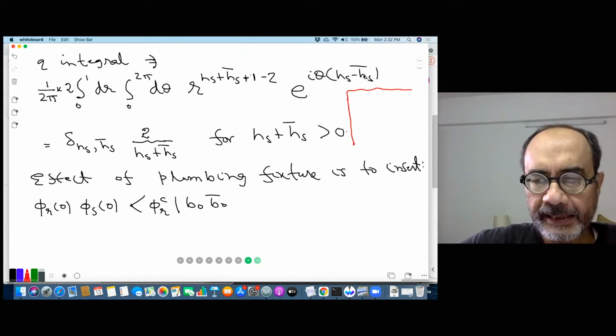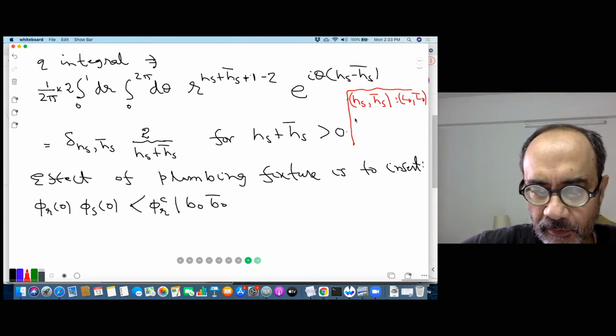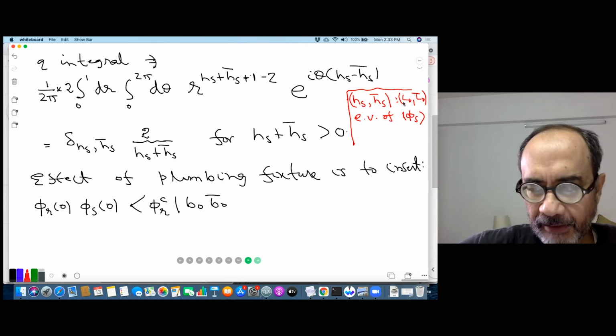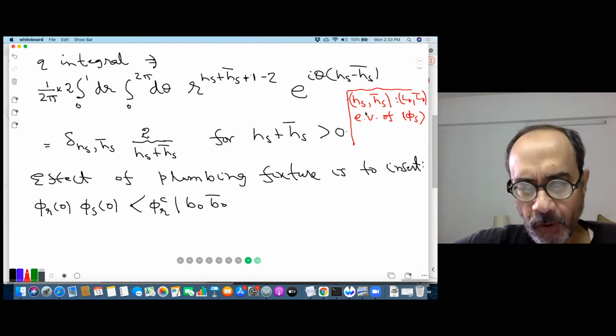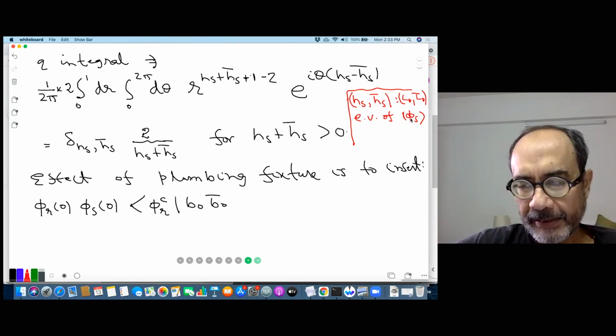Okay. So hs and hs bar we introduced as conformal weights of phi s. But that also means that this is the L0 eigenvalue. So hs and hs bar basically are the L0 and L0 bar eigenvalues of the state phi s. This I didn't say earlier, but you can easily convince yourself from the various relations that I have written down that if hs and hs bar are conformal weights of phi s, then you can also think of them as the L0 and L0 bar eigenvalues of phi s.